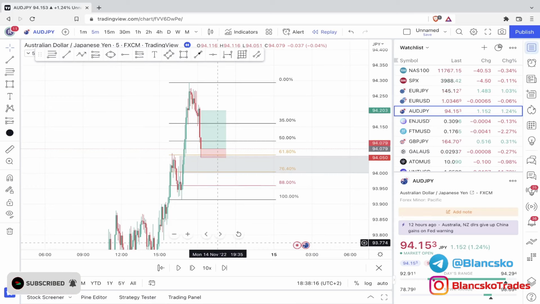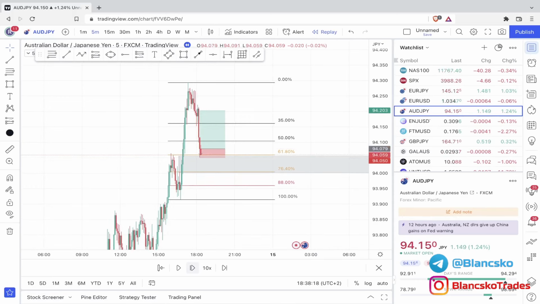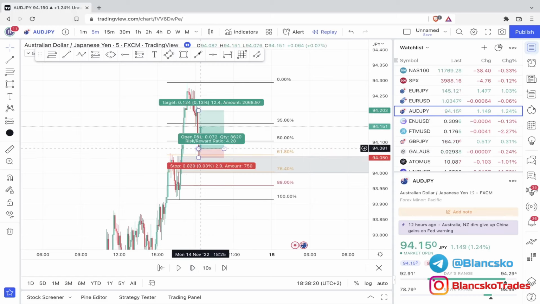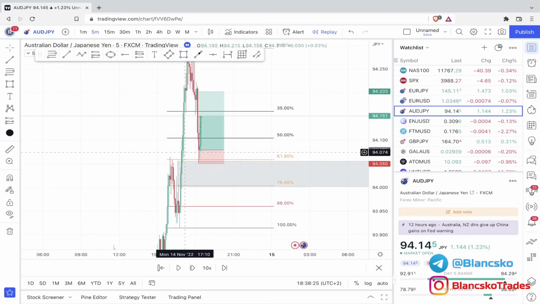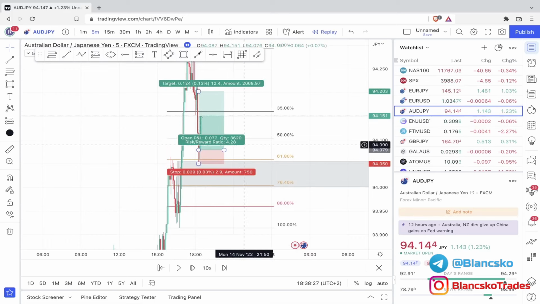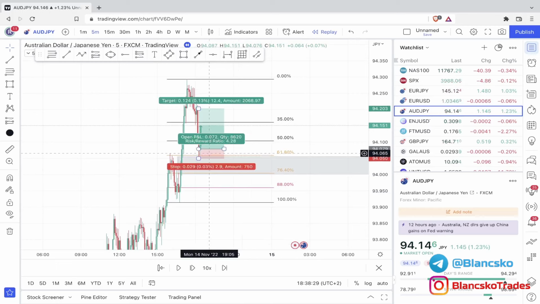Okay, so on the 5 minute, let's see where we would have got an entry. I mean, you could have entered with this hammer here. This is a hammer candle. I mean, we also have a wick here. It's kind of unclear, but I would have taken it. I would have entered where the hammer closed.